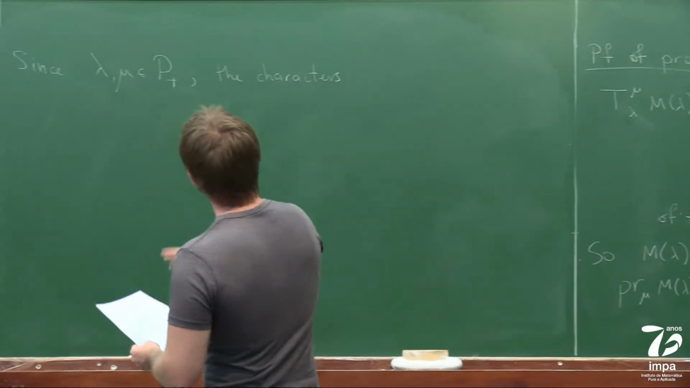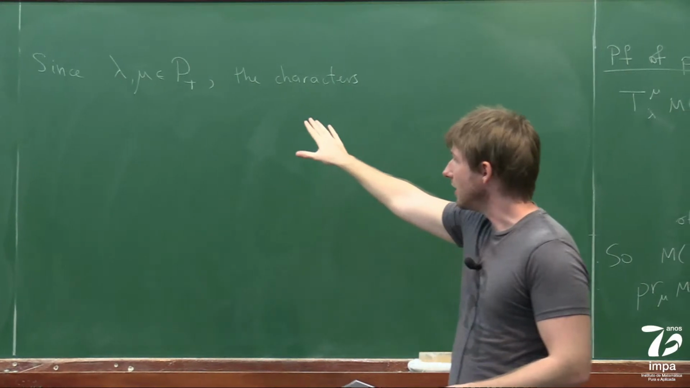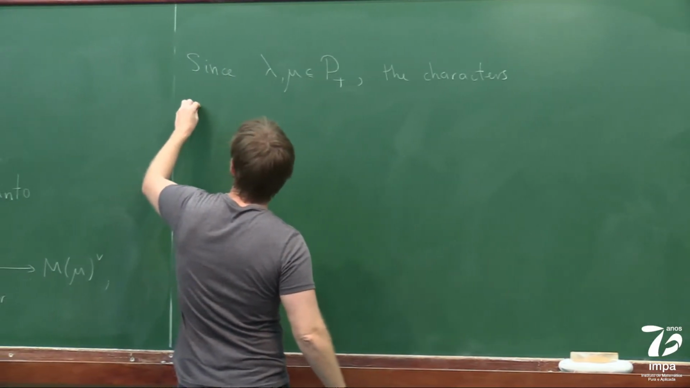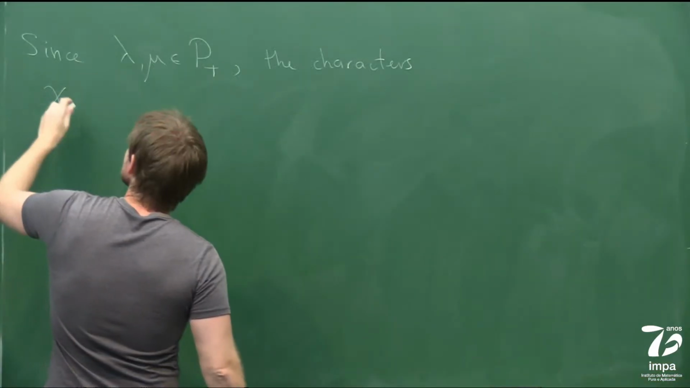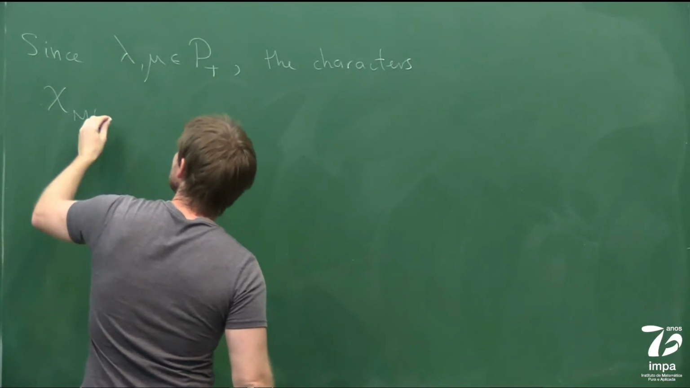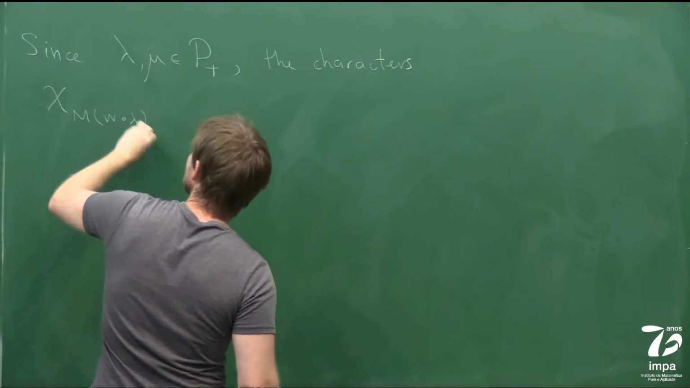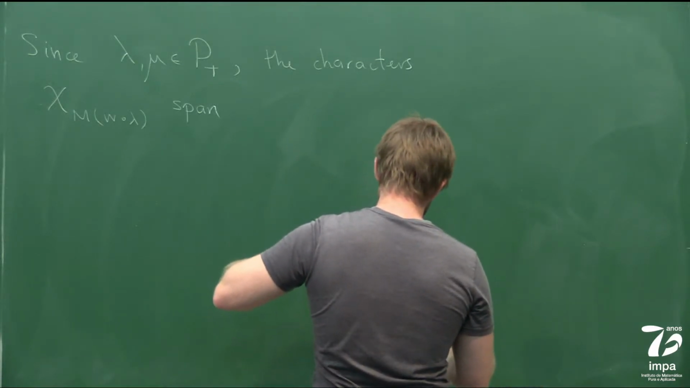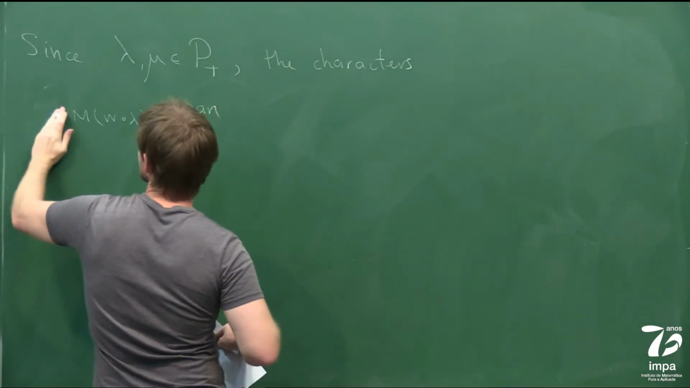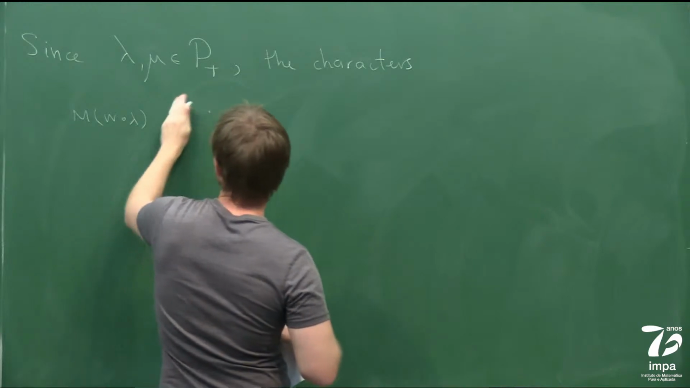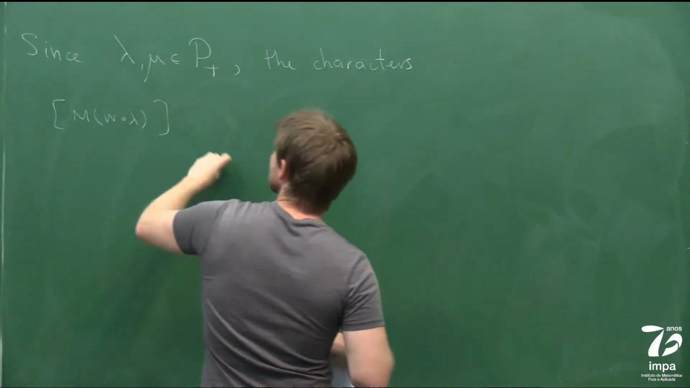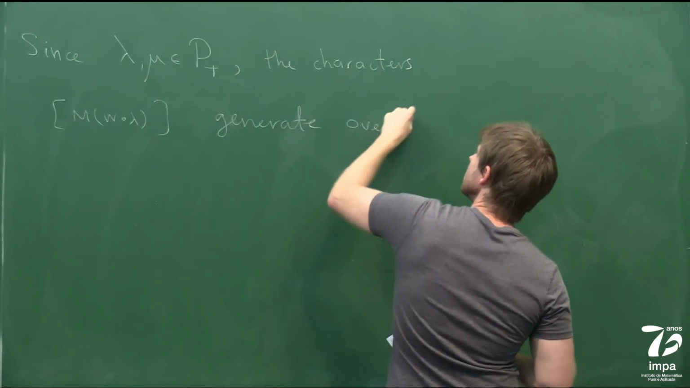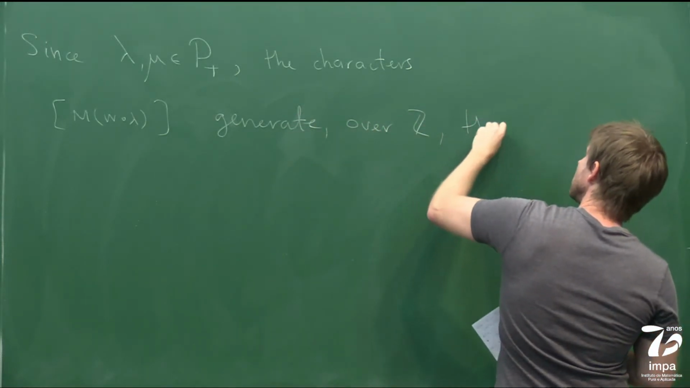In fact, here I'm going to use the fact that these are regular weights. So then, in this case, the characters of the Vermas span... actually I shouldn't, it's kind of awkward. I don't want to say characters, I want to say the classes generate over Z the Grothendieck group.